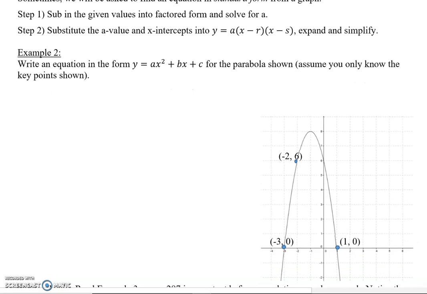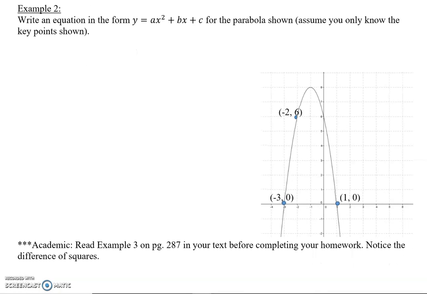Here's our graph. You'll notice that we're told to write an equation in the form y equals ax squared plus bx plus c for the parabola shown. Now, we could look at the graph and say, well, I think I know what the vertex is, but we're not given that point, so we have to do it just with the points that we're given. So we're going to take the point -3, that's the r value in y equals a times (x minus r) times (x minus s). And we're also noticing that s, the other zero, is 1. The other x-intercept is 1.